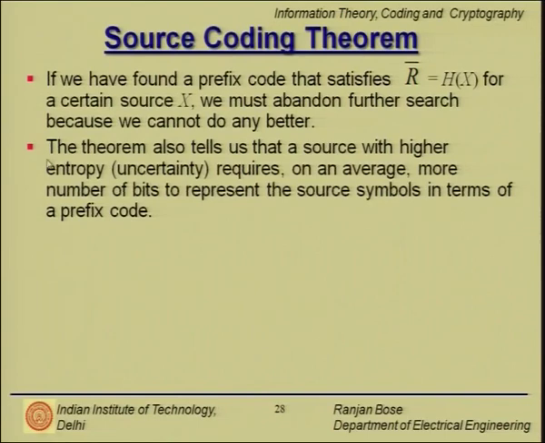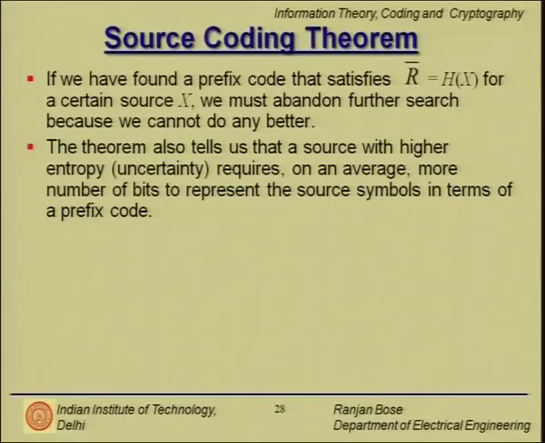It also tells us that if we have found a prefix code that already satisfies the condition r bar is equal to H(x), abandon further search. You can't better this. You have hit rock bottom. You can't compress it any further. And this also tells us that a source with higher entropy, higher uncertainty, requires on an average more number of bits to represent the source symbols.